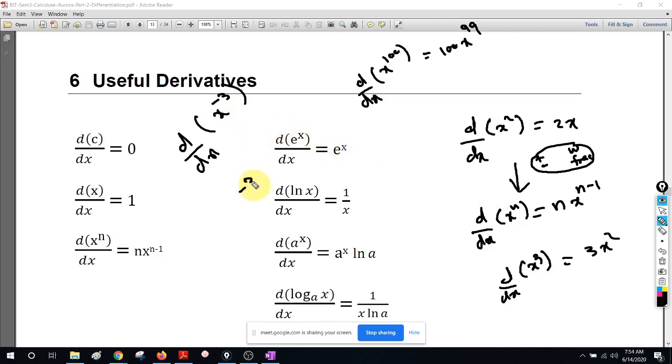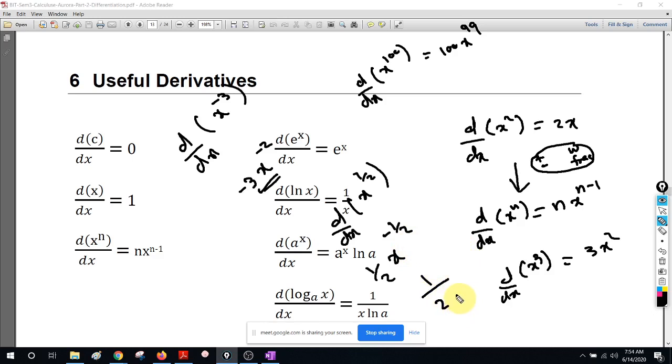It is minus 3 x to the power minus 3 plus 1, which is minus 2, right? Even when it is a fraction, d by dx x to the power half is half x to the power half minus 1, so half minus 1 is minus half, right? You can take it as x to the power minus half. Okay, so that is how you do it.